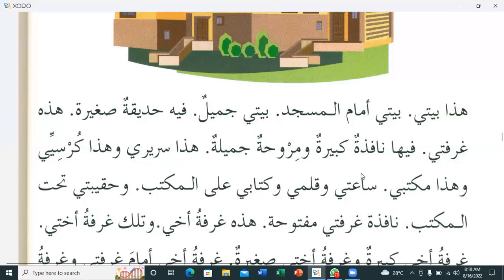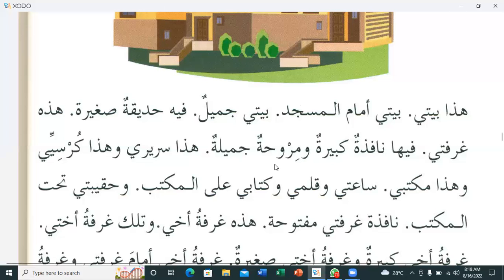Hadihi ghurfati. Hadihi, this is ghurfati, my room. Ghurfatun, room. The ya pronoun is used for my. Hadihi ghurfati, this is my room. Fiha, in it. Nafidatun, window. Kabiratun, big. Fiha nafidatun kabiratun, in it is a big window.